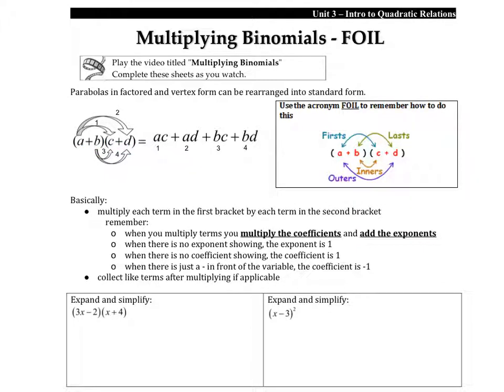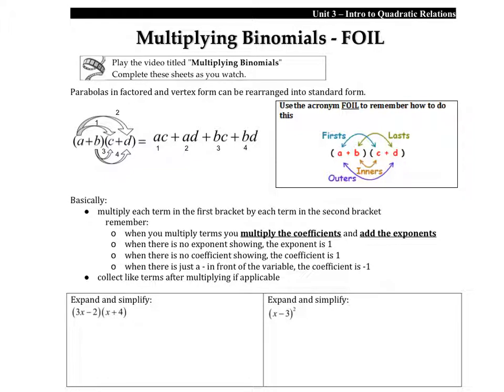And the method we use is called FOIL, and it just stands for first: you multiply your first terms in both of your brackets, you multiply the outers or the outside terms, then you multiply the insides, so the B and the C, and then you multiply the last terms. But pretty much the basis is you multiply each term in the first bracket by each term in the second bracket. So it's this little rainbow. From A, you go to both terms inside the second bracket, and from B, you go to both terms inside the second bracket as well.